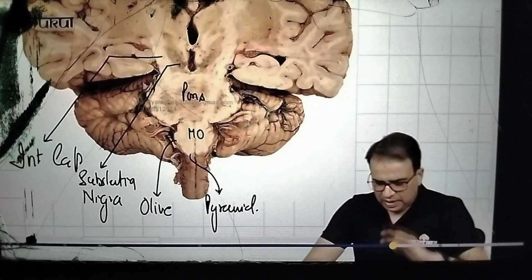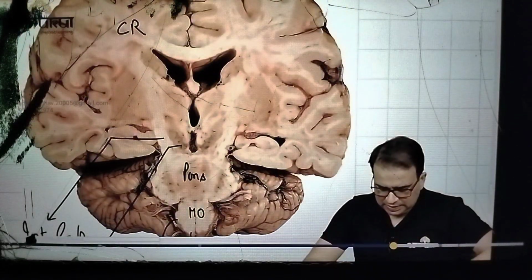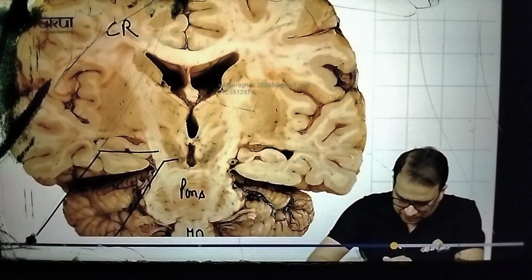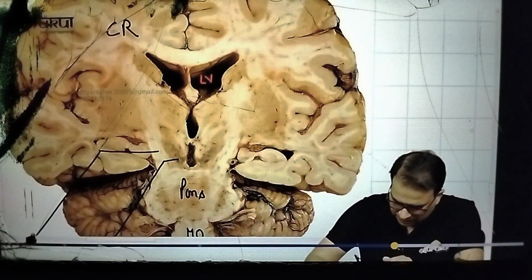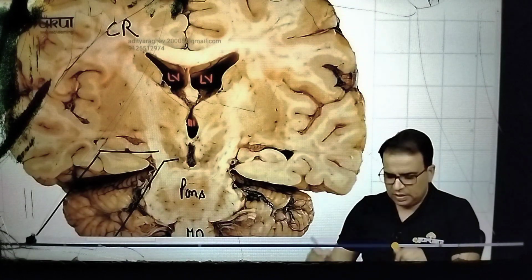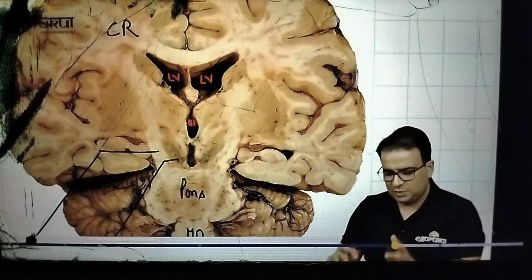Okay. Now going to the upper part, here is the lateral ventricle. This here is the lateral ventricle. And the one here is the third ventricle. We will see the third ventricle in the next section, but this section will help you to understand the next one also.